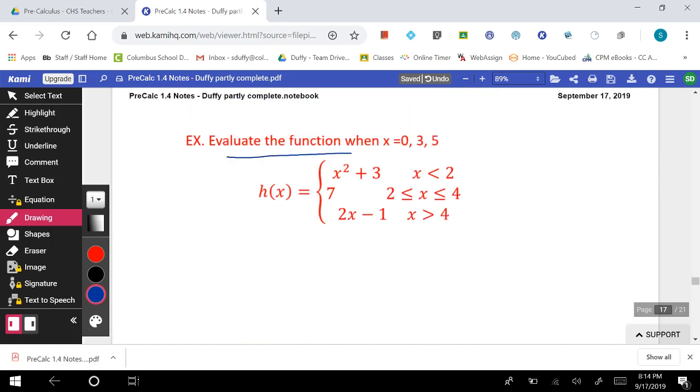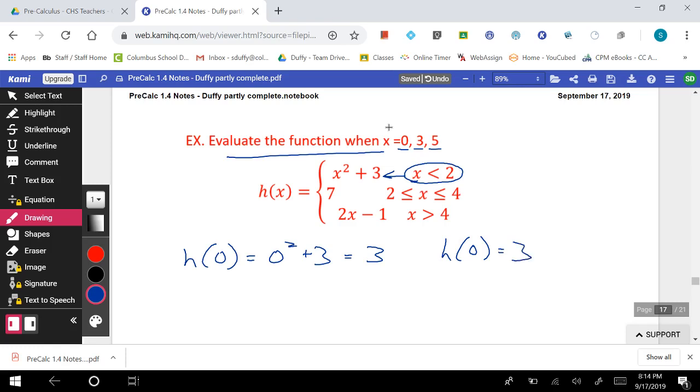We want to evaluate the function when x equals 0, 3, and 5. Alright, so let's test 0. We're using our h function. H of 0. And you say 0 falls into the domain x is less than 2. So we're going to use that function. In place of x, we use 0 squared plus 3 equals 3. So h of 0 equals 3.